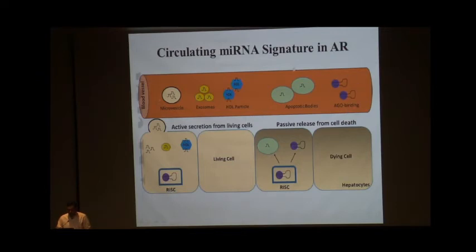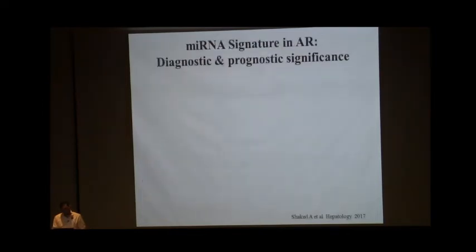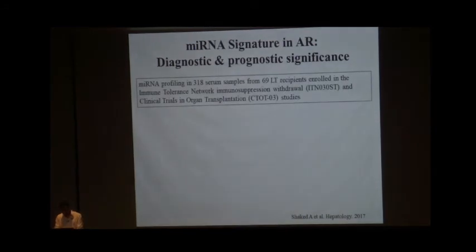So these microRNAs in the blood vessels, in the plasma, can be detected by several techniques and used as surrogate markers. Let's see the studies. This was one of the earliest studies, Hepatology 2017, where they did microRNA profiling in 318 samples from 69 liver transplant recipients. Again, the patient group was the same, from the immunosuppression withdrawal studies and these two trials. One they used as the testing cohort, and the other as the validation cohort.